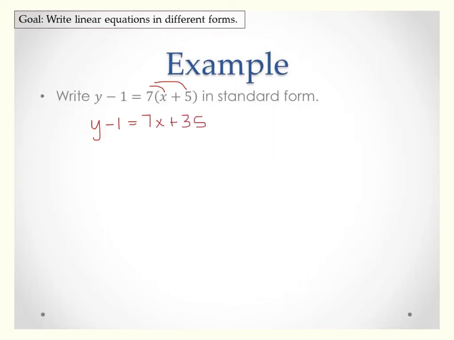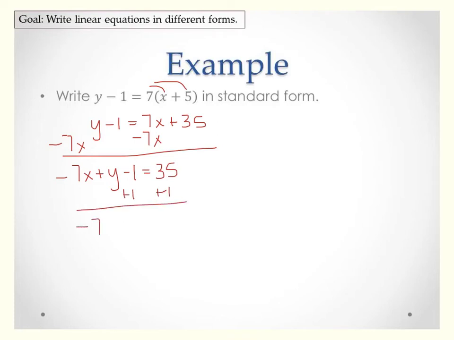Okay, and then my x needs to move to what side? My x needs to be on the left, and I'm going to write it first on the left, and it's a positive y. And then this 1 should move to the right. So we get negative 7x plus y equals 36.